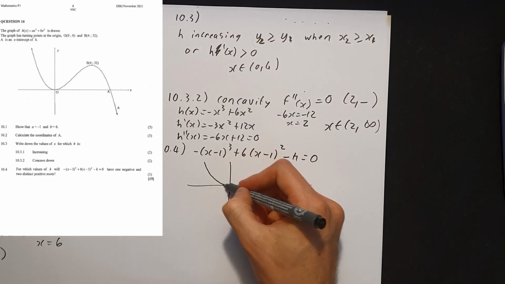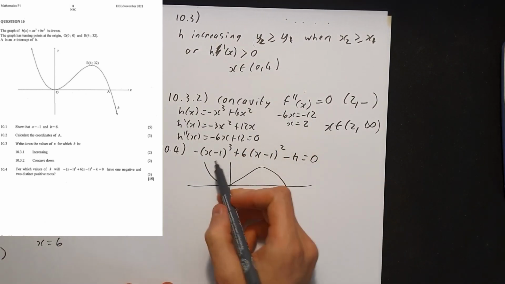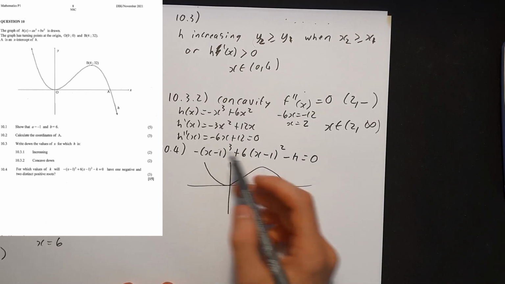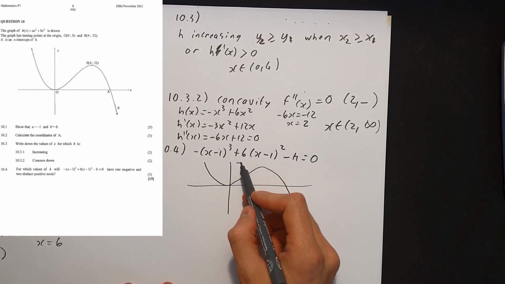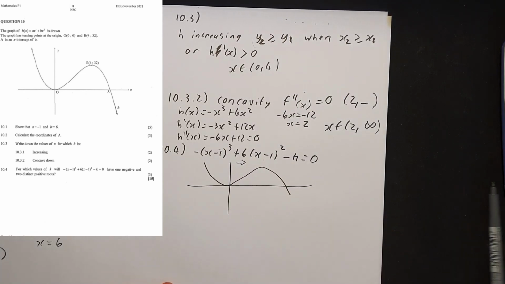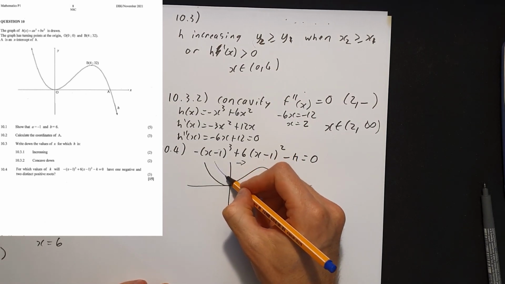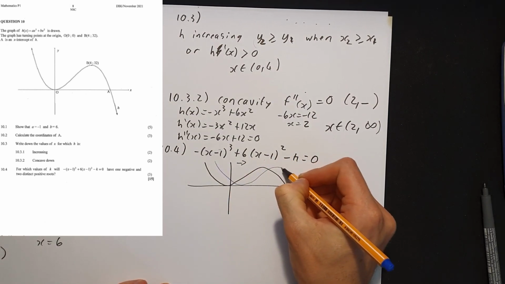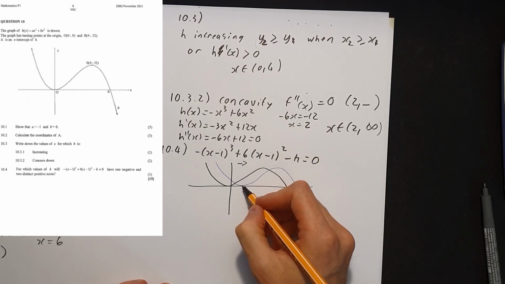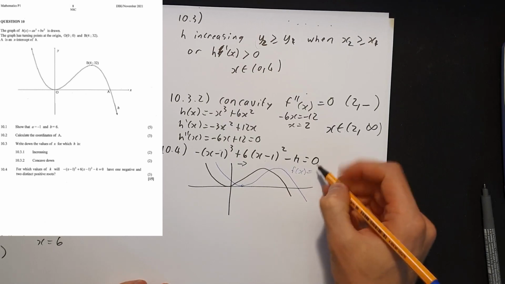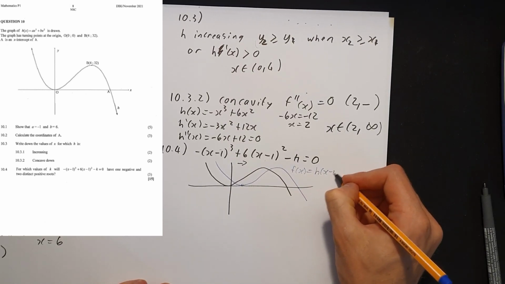Let me just redraw the function here quickly. So this is what our function looks like. Now what's happened here? At every x we've minus 1, which means we've shifted the graph to the right. So our new graph, if I draw it in blue, is going to have shifted 1 unit to the right. So we can call this f of x, which equals h of x minus 1.